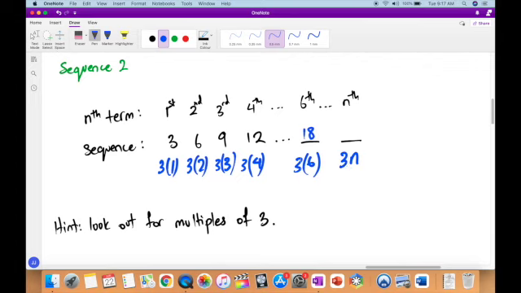And so the formula will be, I'll have to take 3 and multiply it by n. So I end up getting 3n as the formula. This is just the 3 times table. And of course the hint here is to look out for multiples of 3. So these are 2 things that you want to look out for, multiples of 2 and multiples of 3, right?